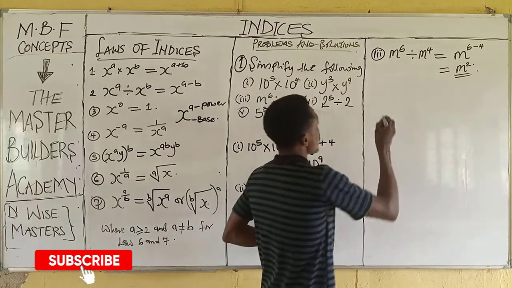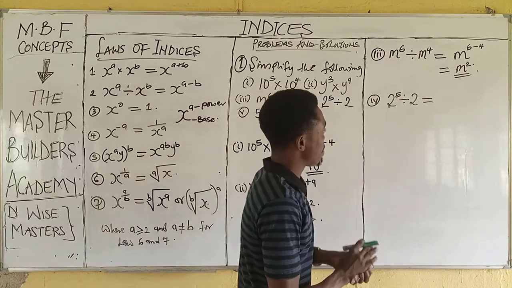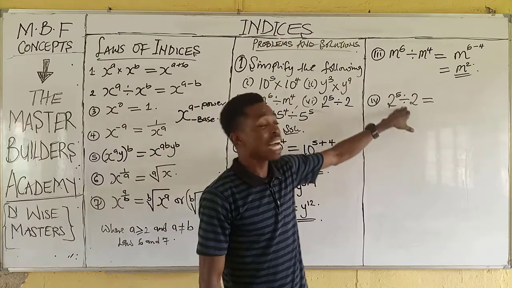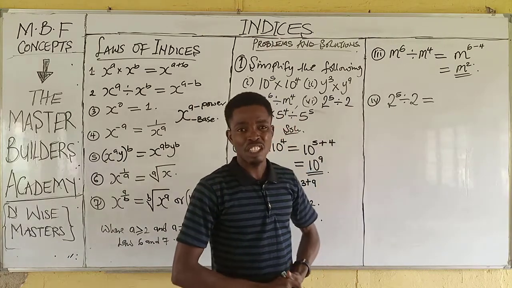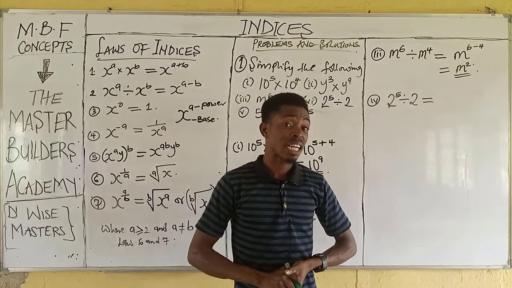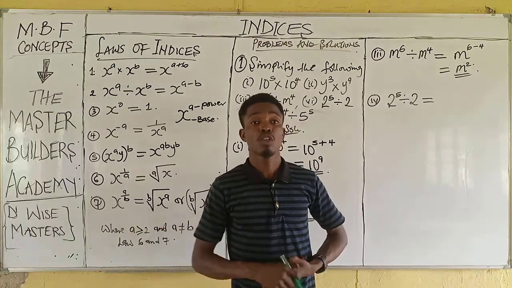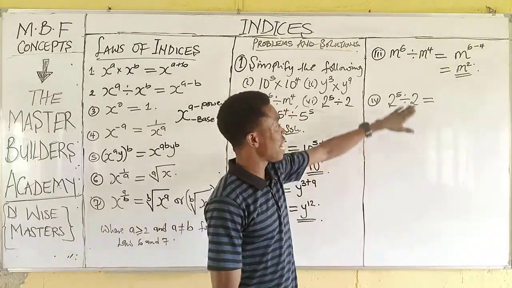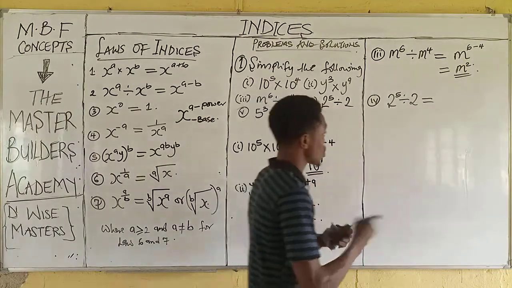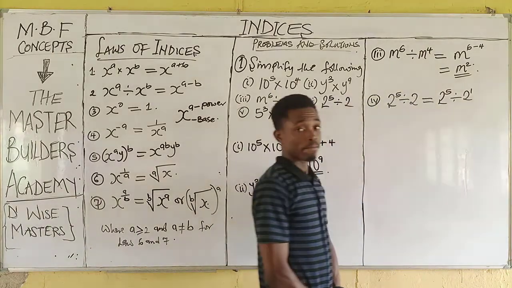Now also, we have Roman figure 4 on the board. What? 2 raised to the power 5 divided by 2. And in indices, we understand that anytime we have a number without a power, it shows that the power is 1. If it is any other power, it must be stated. Even though it's 0, it should be stated. Negative, it should be stated. Positive, 2 and above. But when a number is given without a power, the power of that number is 1. So therefore, we can rewrite this question as 2 raised to the power 5 divided by 2 raised to the power 1.